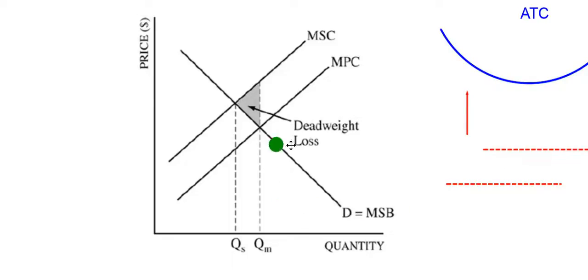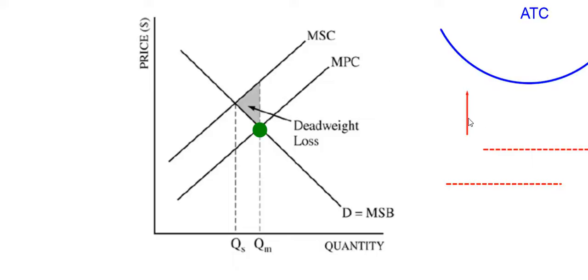Now where the marginal private cost curve, which is also your private supply curve, crosses your demand curve is going to be where your market quantity is. Then we have to factor in the cost to society. So whatever that is.